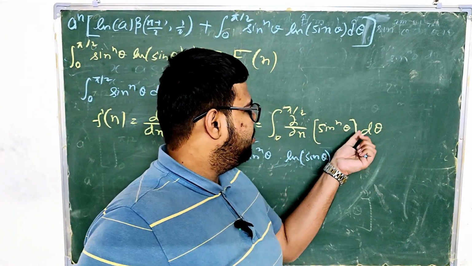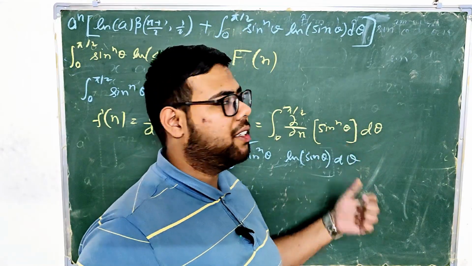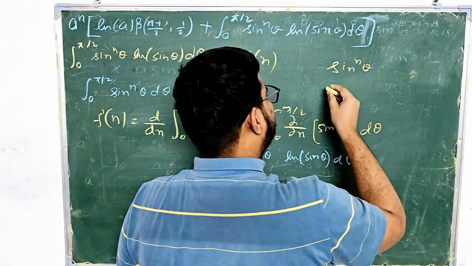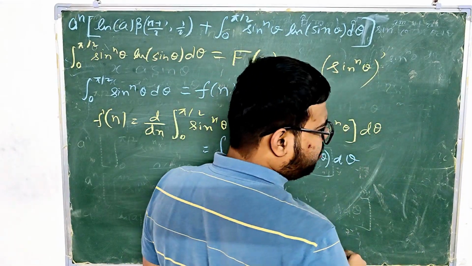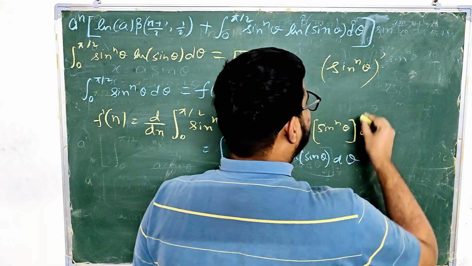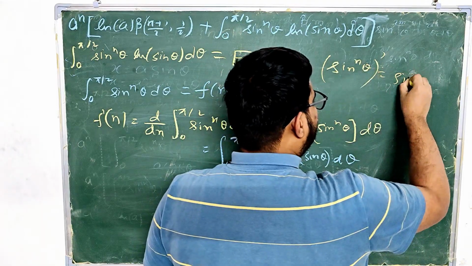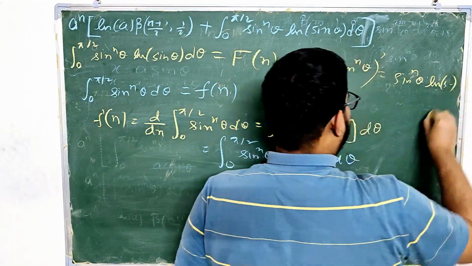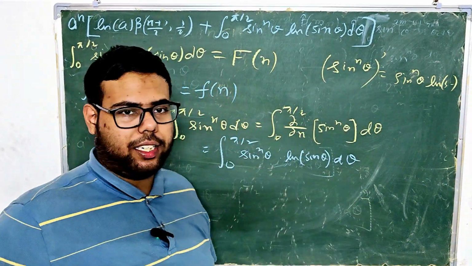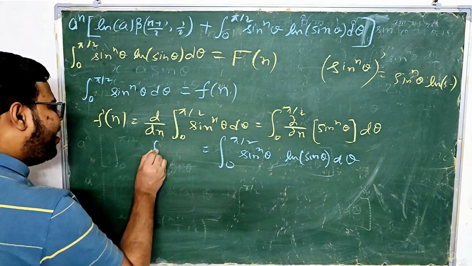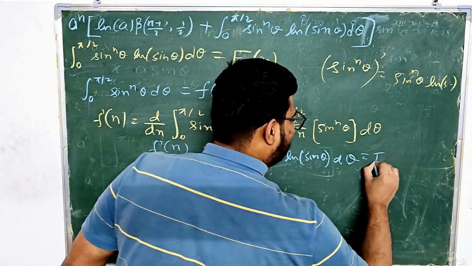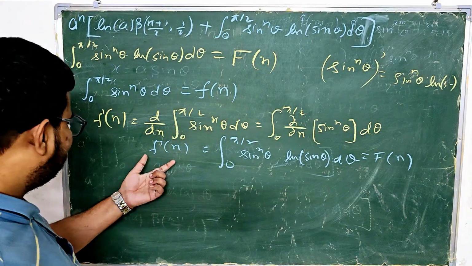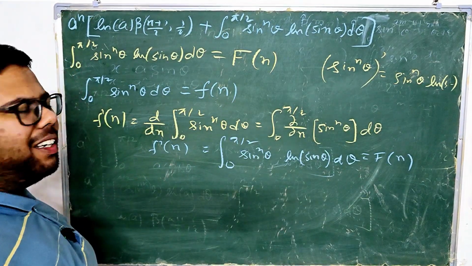Because of course you have to differentiate this stuff. So sine raised to power n, when you differentiate it with respect to n, you will get this function as it is, sine raised to power n theta, times natural log of sine theta. Okay, so this is the expression which you are getting. Now notice that f dash of n is actually equal to this integral, correct? So we have to evaluate now f dash of n.